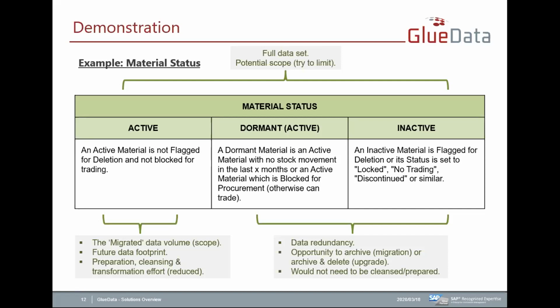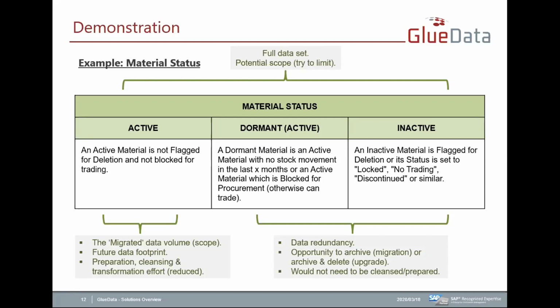So if we look at your material master and we look at a material status, we have a full data set, which is effectively without any preparation or cleansing. That is our full scope, potentially, for data migration or for the upgrade, because that data would remain in place. We would then want to classify the data according to material status, but we need a rule to tell us what the status is. So you can see an active material is not flagged for deletion and not blocked for trading, which means in the system, anybody can go and procure or start trading with that material.